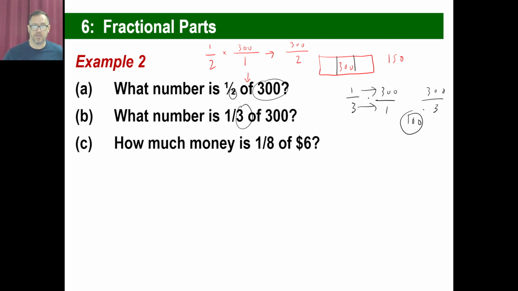Pause it. You try C. Do the same thing we've just done to C. You pause it and try it, and then unpause it when you're ready.